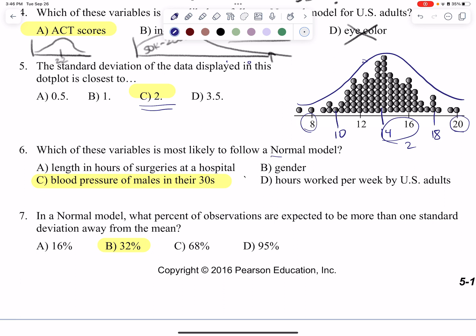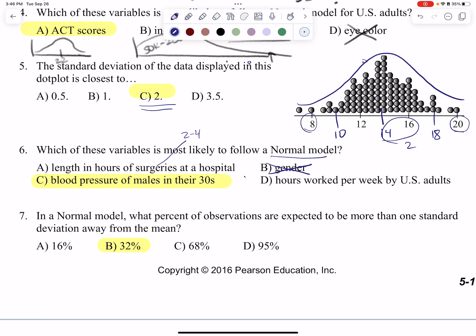Which are most likely to follow a normal model? Gender is categorical, so it cannot be that. Length in hours of surgery at the hospital. The way I look at this is when you think about a surgery in the hospital, most surgeries are about 2 to 4 hours. But then you have your crazy, crazy long surgeries that are complicated. Heart surgeries, brain surgeries, some terrible accident where they have to do a lot of repairing on the patient.